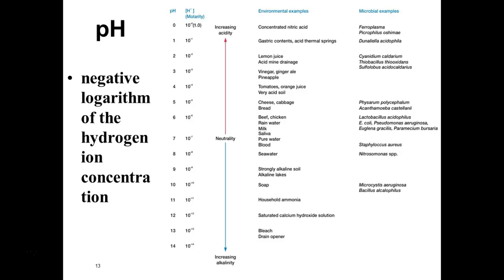And then most of our soaps are alkaline or basic. So notice bleach, ammonia, soap. Again, why is this bad news for microorganisms? Because we're pushing them out of their comfortable pH range.